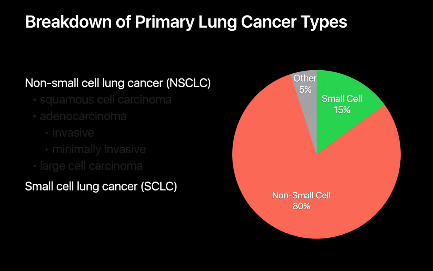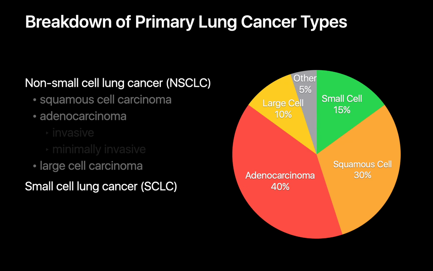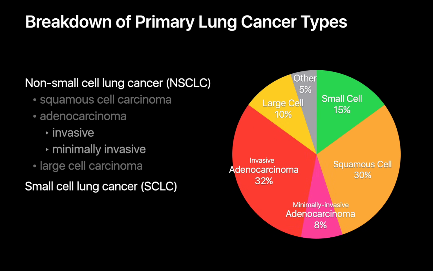95% of primary lung cancers can be classified as either non-small cell carcinoma or small cell carcinoma, and non-small cells outnumber small cells considerably. 80% of all primary lung cancers are non-small cell lung cancers, and half of non-small cell lung cancers are adenocarcinoma. The other half of non-small cell lung cancers are mostly squamous cell carcinomas. The division of invasive versus minimally invasive adenocarcinomas looks like this, with invasive adenocarcinomas outnumbering minimally invasive adenocarcinomas 4-1.